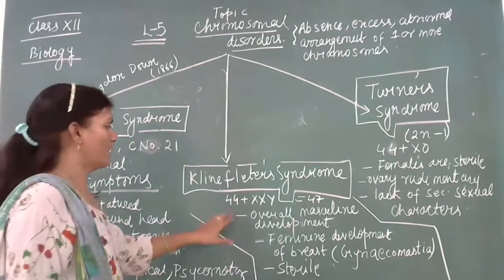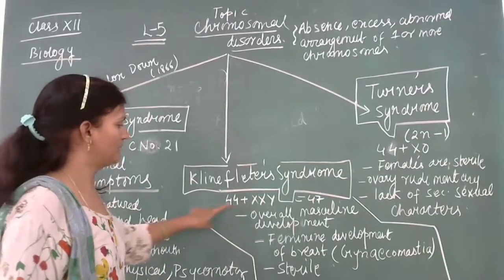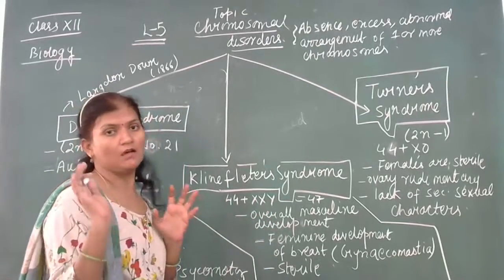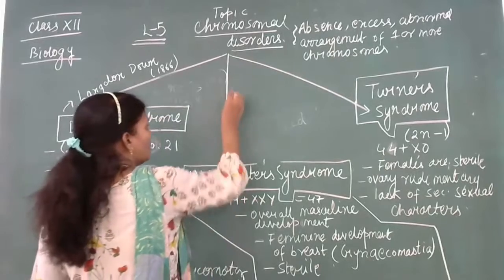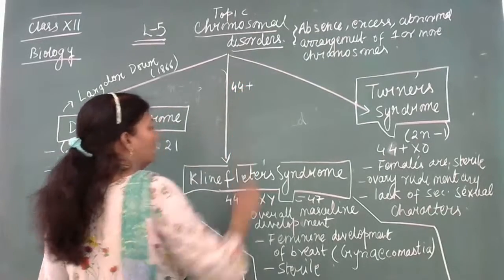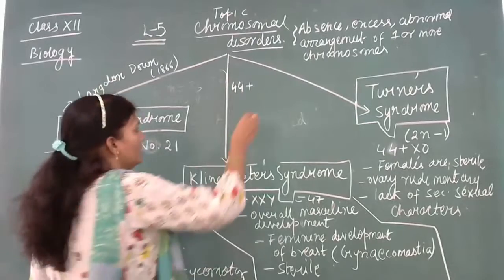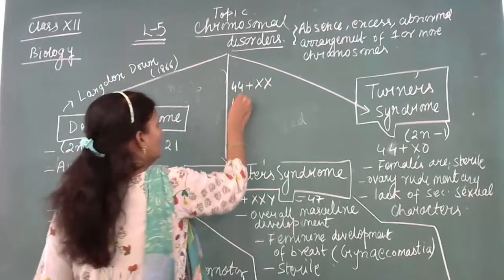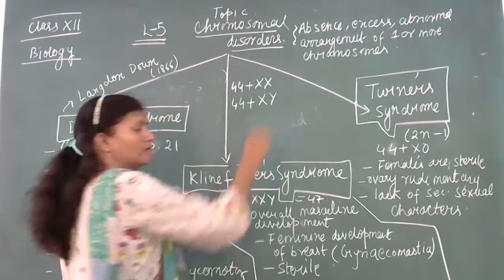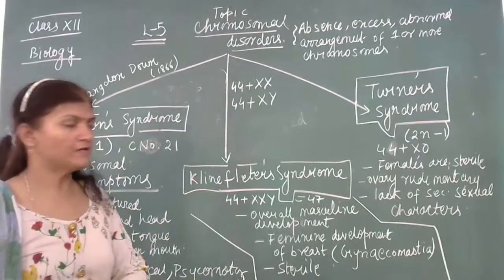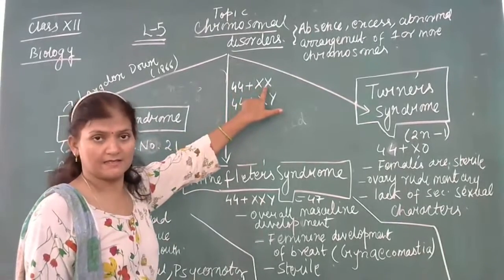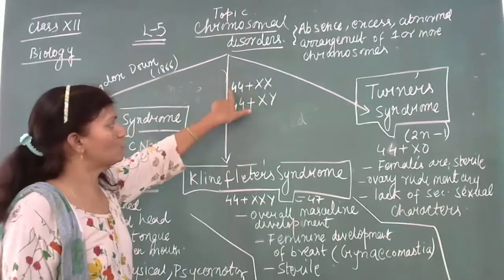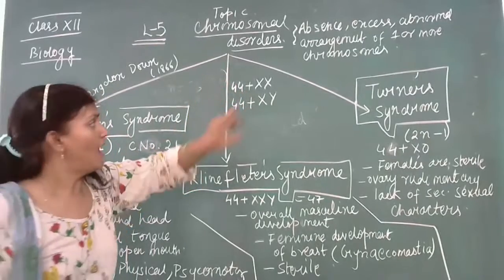Okay, students. Now what happens? Here I am trying to explain how it is 44 plus XXY. So if we see a normal human being, it is 44 plus what? If she is a female, then it will be XX, and if he is a male, then it will be 44 plus XY. Right? If any person is female, then it will be 44 plus XX. 44, 45, 46. These 22 pairs are what? The autosomal pairs, and one pair is what?